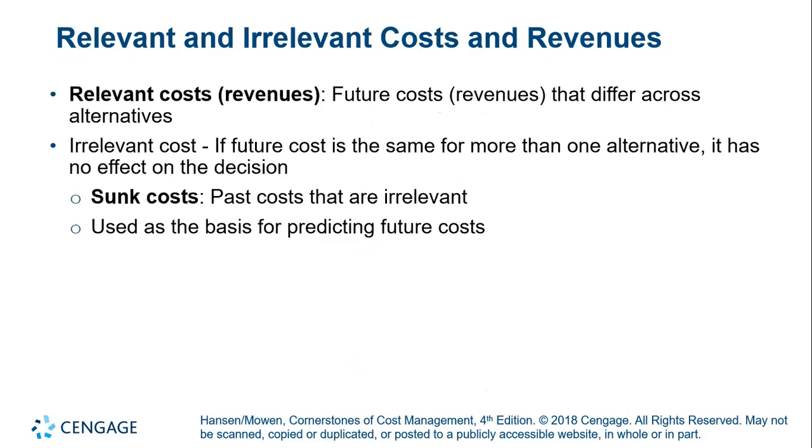Now, relevant and irrelevant costs and revenues. Relevant costs and revenues are future costs or revenues that differ across alternatives. Irrelevant cost: if a future cost is the same for more than one alternative, it has no effect on the decision. Sunk costs are past costs that are irrelevant, used as the basis for predicting future costs.